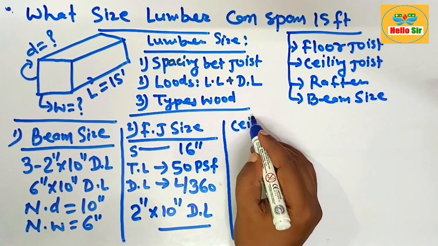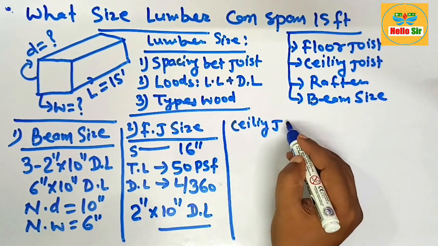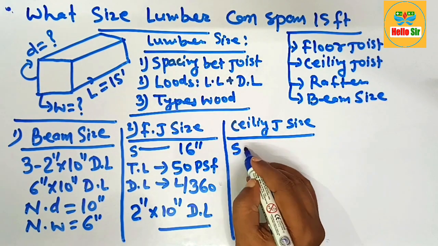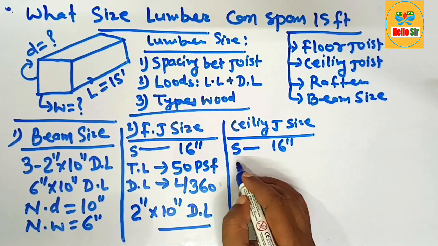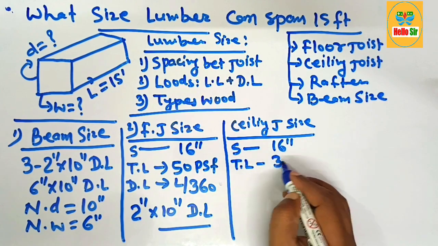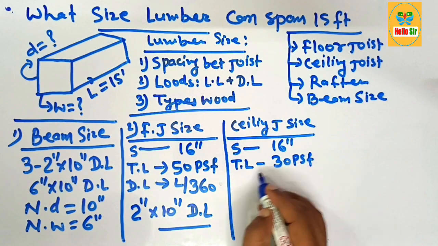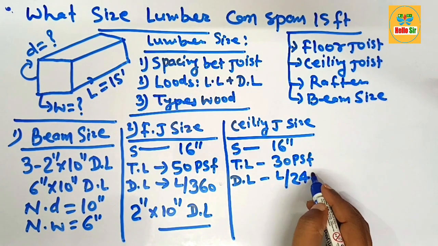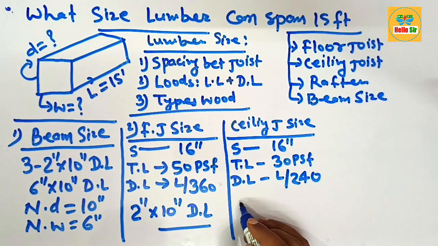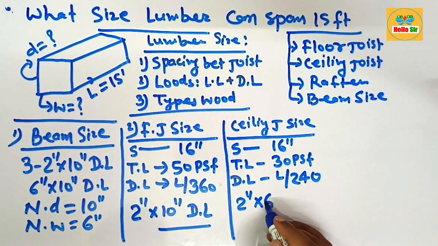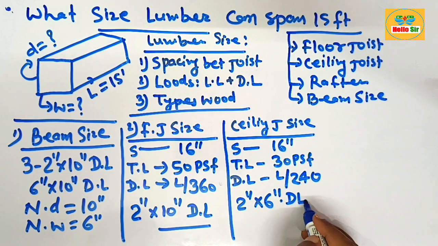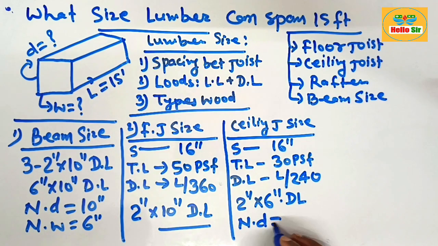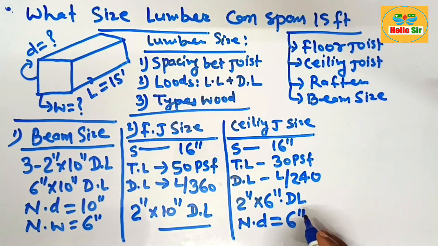And what will be the ceiling joist size? The third one, that is ceiling joist size. The center spacing, that is 16 inches. The total load, that is 30 pound per square footage, and the deflection limit, that is L by 240. You can use 2 inch by 6 inch dimensional lumber as ceiling joist can span 15 foot distance, in which the nominal depth of wood, that is about 6 inches.